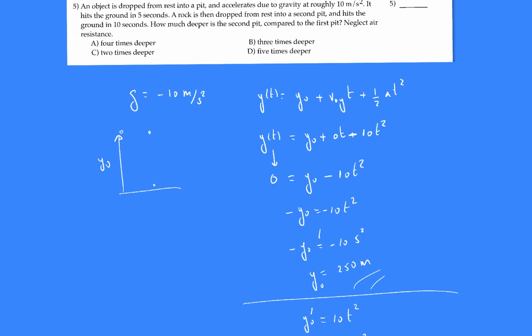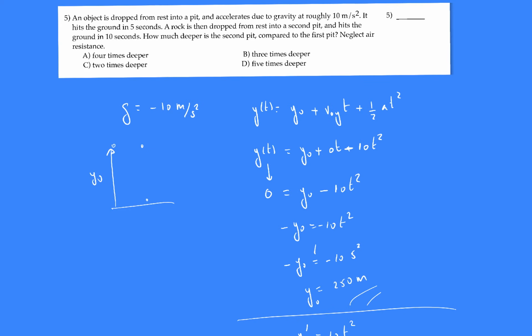Okay, let's do this problem, the last one. It says an object is dropped from rest into a pit and accelerates due to gravity with acceleration minus 10 meters per second squared. You leave it, you drop it here with initial velocity 0. It goes this distance and arrives at the floor in 5 seconds. Okay. What is the y0?